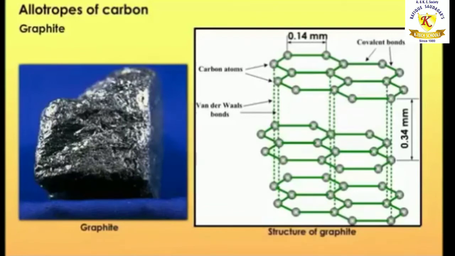Graphite. In graphite, each carbon atom is linked to 3 other carbon atoms directly in the same plane to form hexagonal rings. As you can see in the picture, the hexagonal rings.